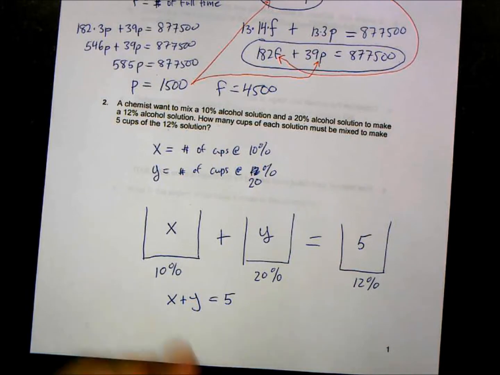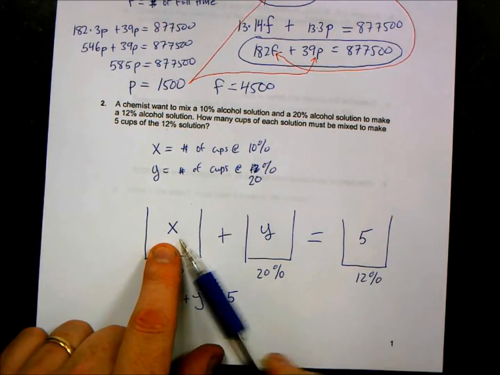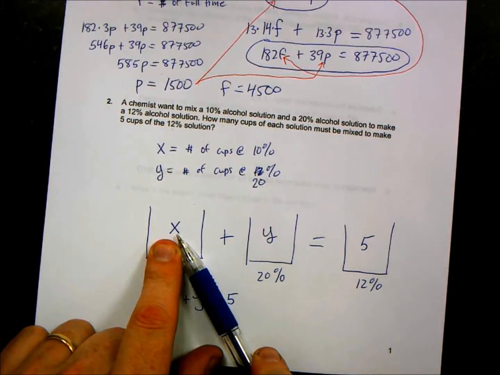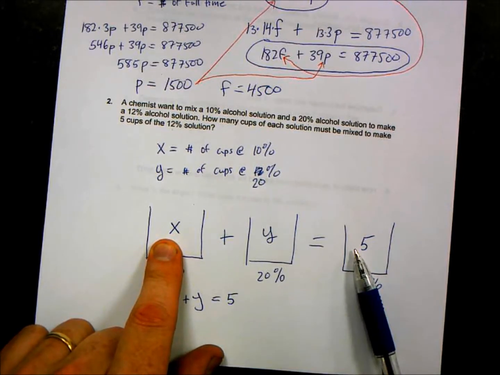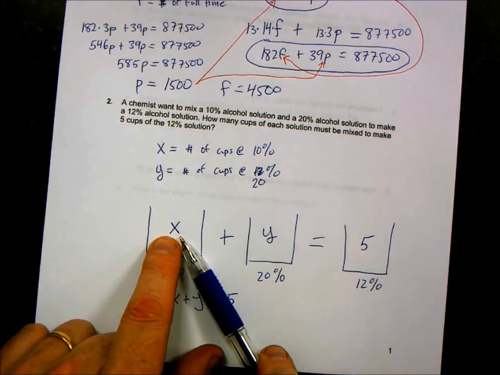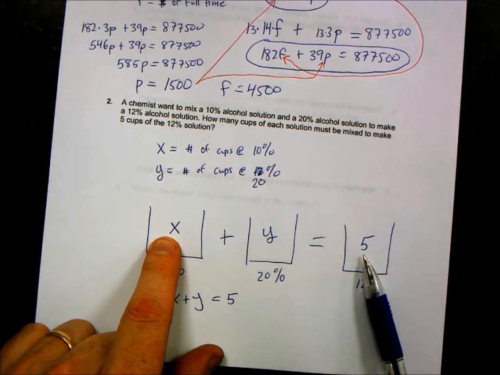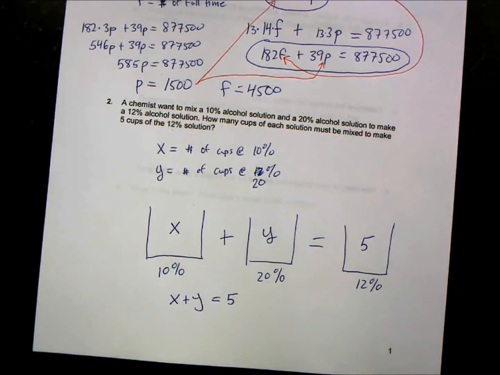Because X is the number of cups, right? So let's say I start with 3 cups here. Then I'd have to have 2 cups there, because altogether I got to have 5 cups. So the number of cups here plus the number of cups there has to be 5 cups. So there's one equation. How about another equation?